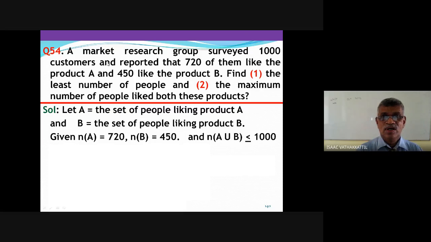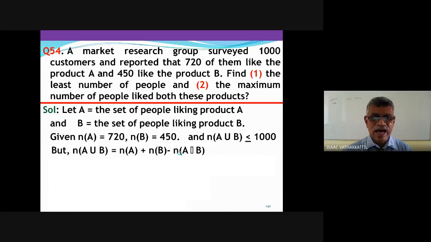We do not know. 1000 people were surveyed. It is not necessary that everyone will like any of these products. If everyone liked at least one of these products, then you could easily find how many people like both. But it is not given that everyone likes. Some may not like product A as well as product B. So number of A union B, the number of people liking at least one of the products, cannot exceed 1000.